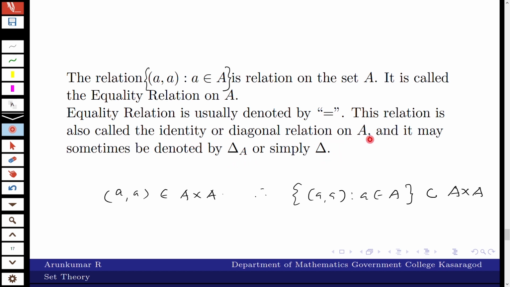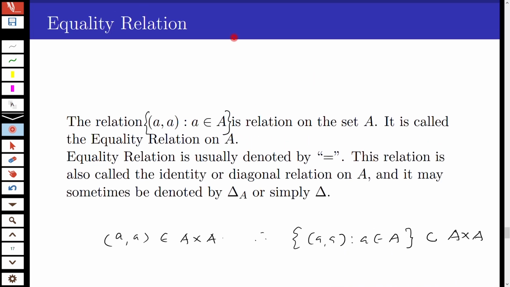So the identity relation on A is the set of all (a, a) such that a belongs to A, and the diagonal relation is also the set of all (a, a) such that a belongs to A. So you have, equality relation is also called identity relation or diagonal relation. It is the set of all (a, a) such that a belongs to A.